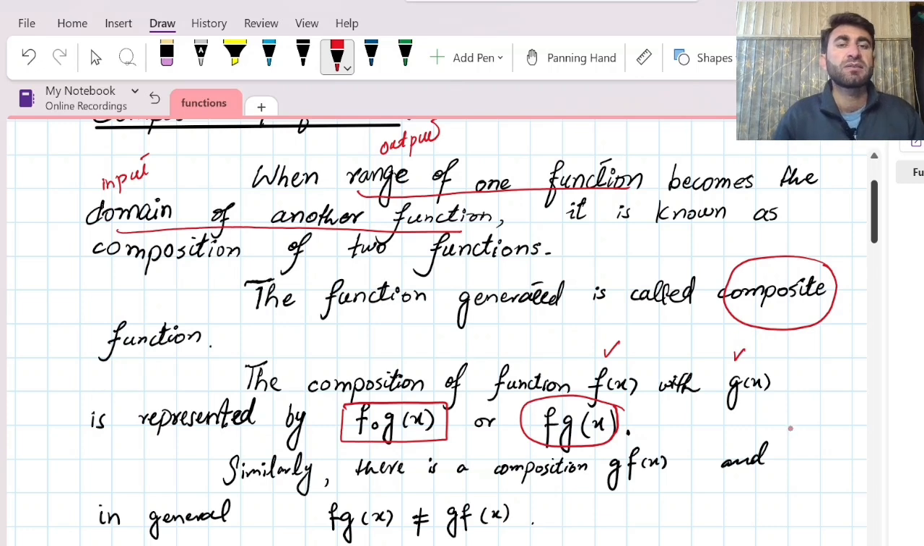And similarly, there can be another composition gf of x, which means that we are replacing the output of function f of x in the function g of x. And these two compositions are in general not equal. Most of the time they are not equal, but for some specific values of x, they can be equal.